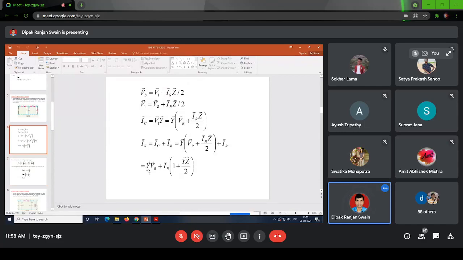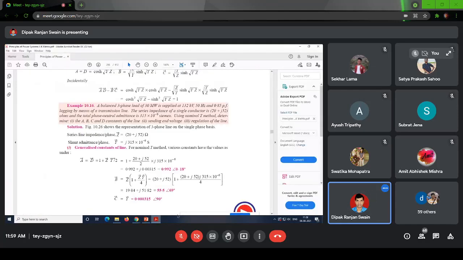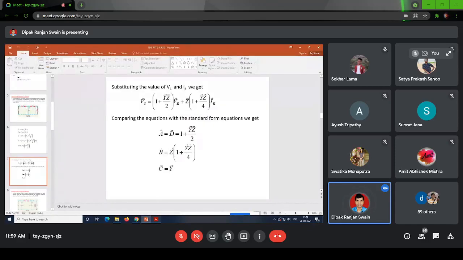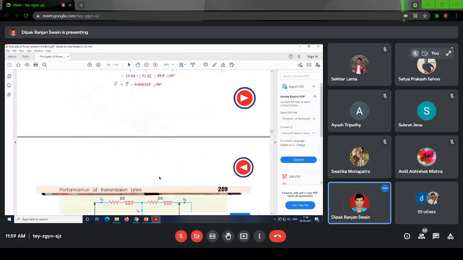So in the problem, what values are given? Y is given directly and Z is given directly. If you know this expression, in one step you can calculate the value of 1 plus YZ by 2, B and C. The generalized line constants A and D are given by this value. As I have told, ABCD parameters are complex parameters, so either you will get a rectangular value or a polar value. The rectangular form is this one, the polar form is this one. Similarly, B is Z into 1 plus YZ by 4, substituting the constants here, and C is Y. This is how you will calculate the ABCD parameters for a given line.